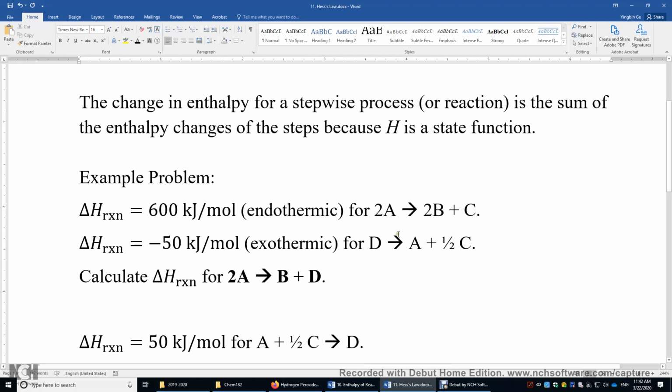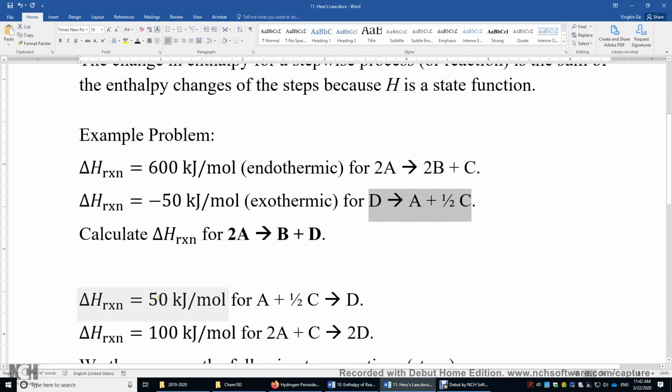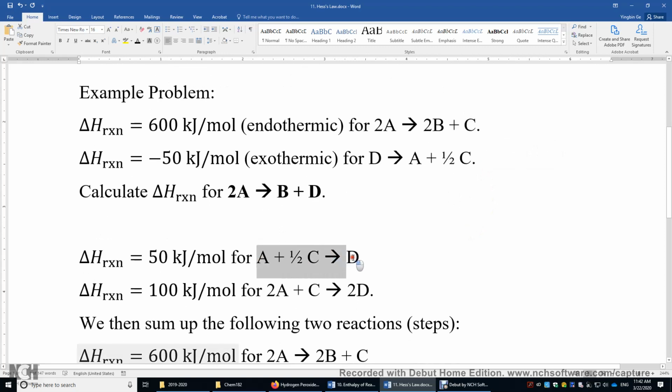First, let's reverse the direction of this reaction. We have A plus 1/2 of C appear on the left-hand side and D appear on the right-hand side. We need to change the sign of the enthalpy of the reaction from negative 50 to 50. It's not enough. We have 1/2 of C here. We have 1 C on the right-hand side. Therefore, we multiply this reaction by 2. And then we get 2A plus C reacting to produce 2D. At the same time, we need to multiply this 50 by 2. We get 100 kJ per mole.